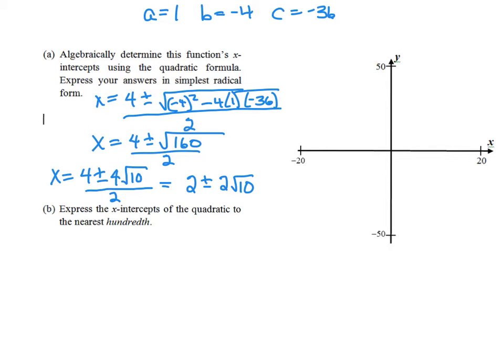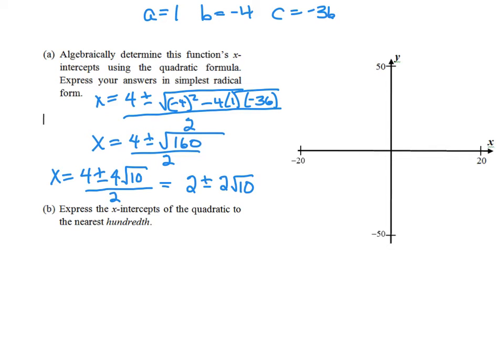Now I see that these two solutions, first of all, are conjugates of each other. We were introduced to that in the last lesson. Conjugates just means that I have the same two terms. In one case, the two terms are being added together. In the other case, the two terms are being subtracted. Now because I've got a square root of 10 in my answer, that tells me that I've got irrational roots. So the best that I can do is get a decimal approximation of those roots.